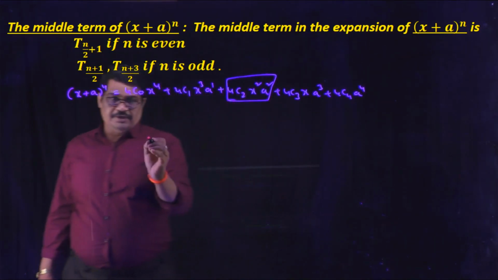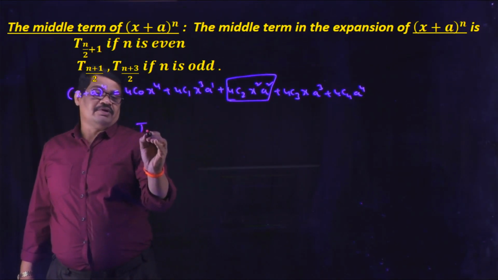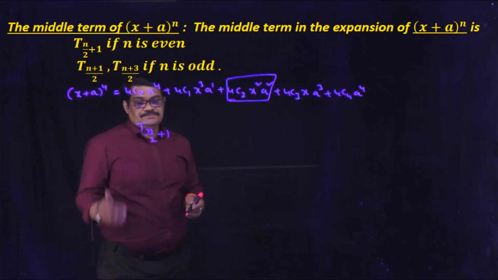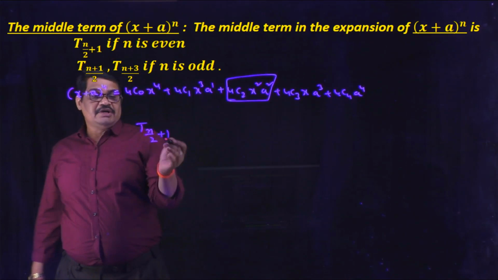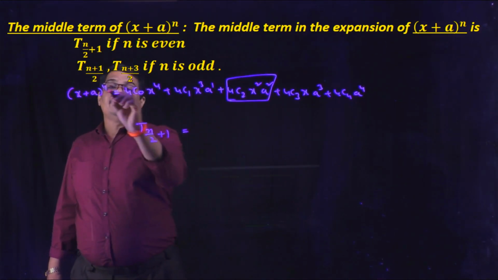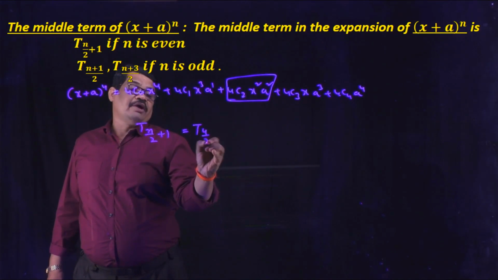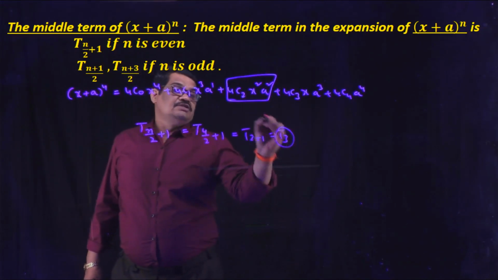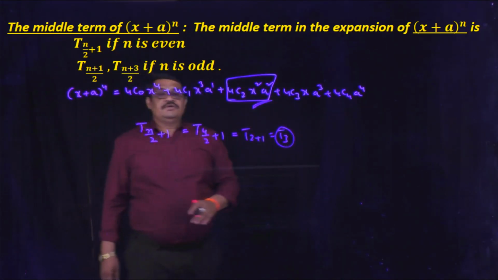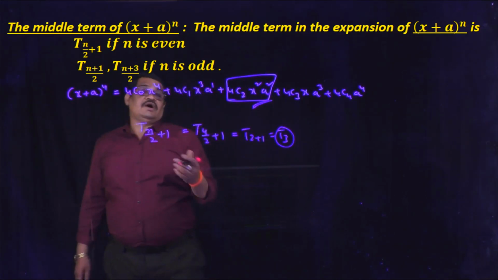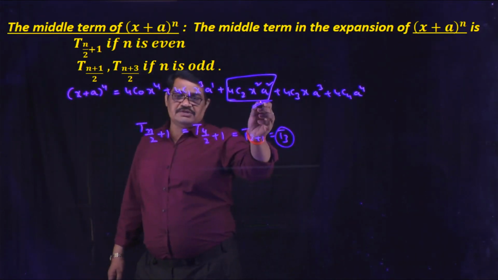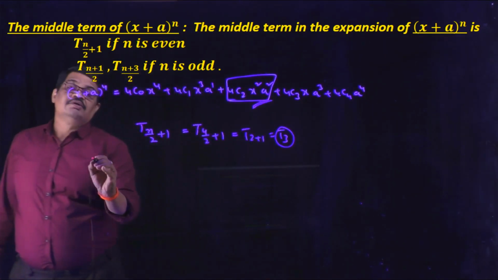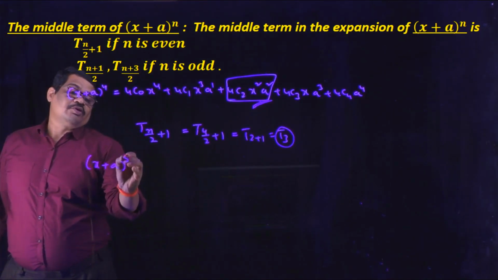So now see the formula. What is the formula we are saying? T n by 2 plus 1 is the middle term if n is even. So what is n here? 4. That is T 4 by 2 plus 1, that is T 2 plus 1, that is T3. That is, the third term is the middle term. If n is even, then the third term is the middle term. Okay. If n is odd, take (x plus a) to the power of 5.